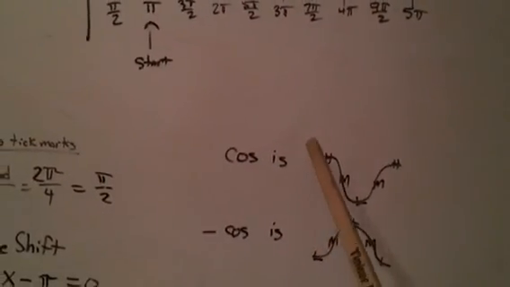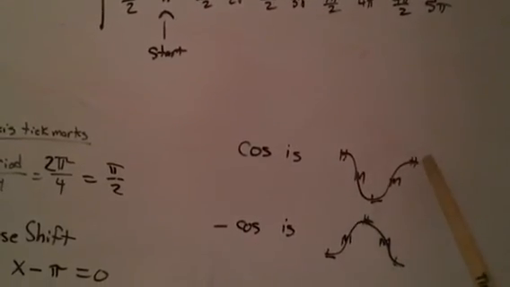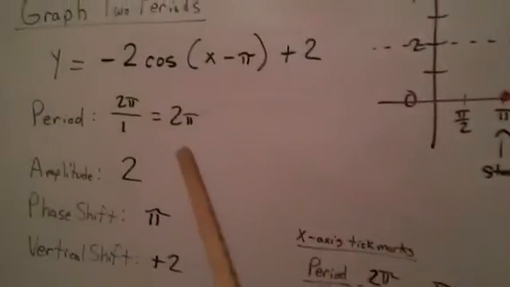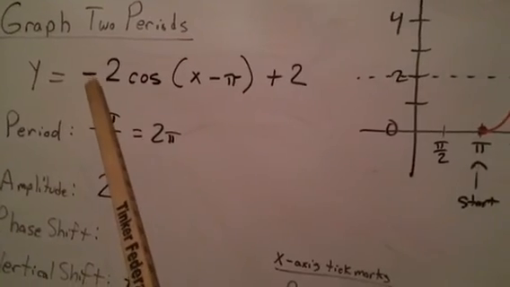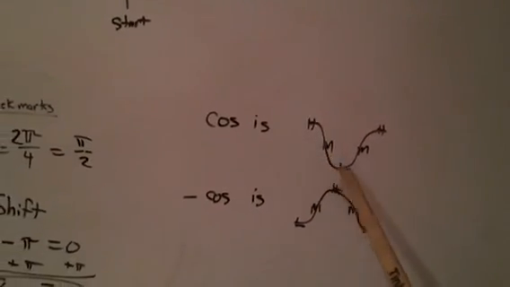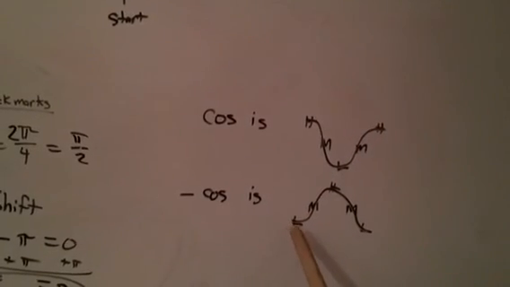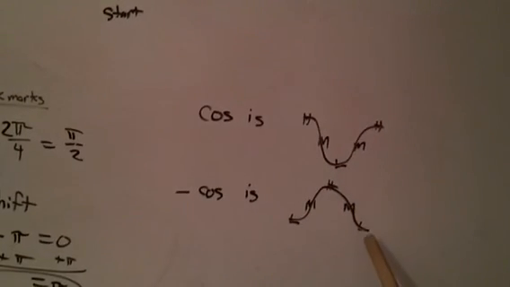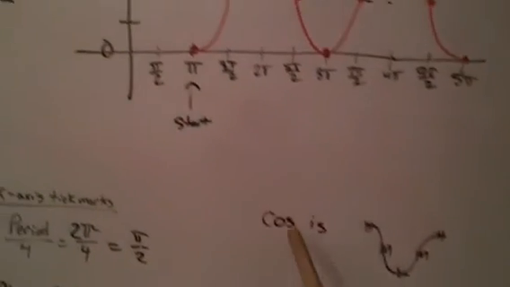Cosine normally is high, middle, low, middle, high, but notice that this graph is negative cosine. And because it's negative cosine, we're going to flip it. Instead of high, middle, low, high, it's going to go low, middle, high, middle, low. And now we're ready to graph.